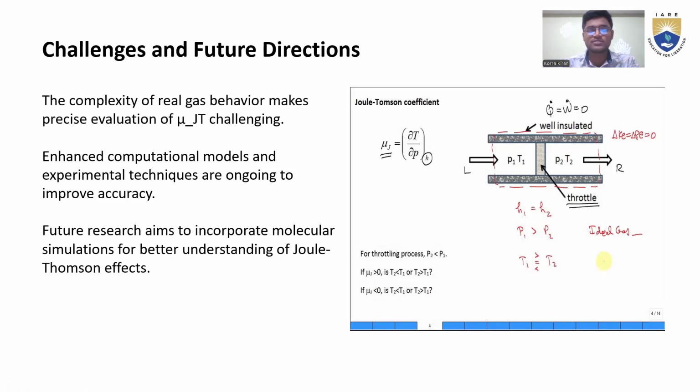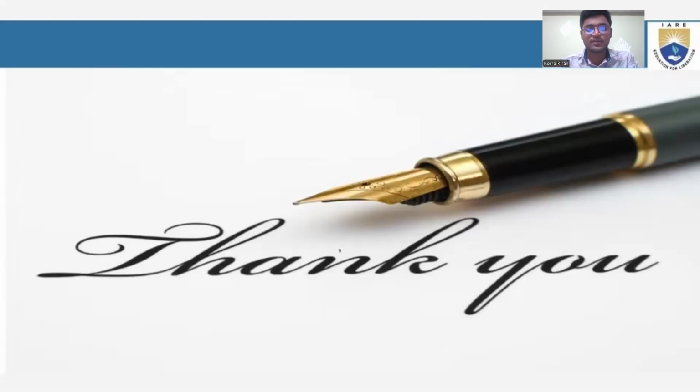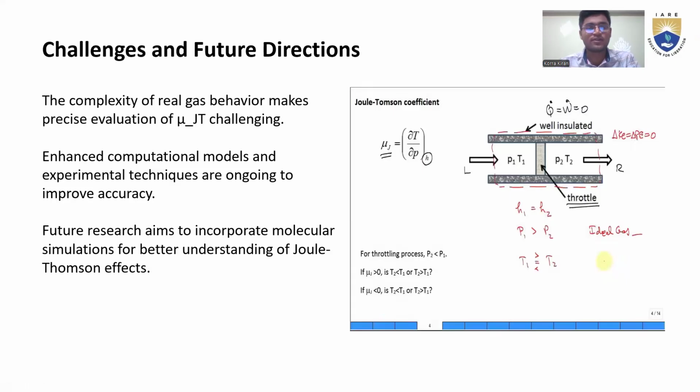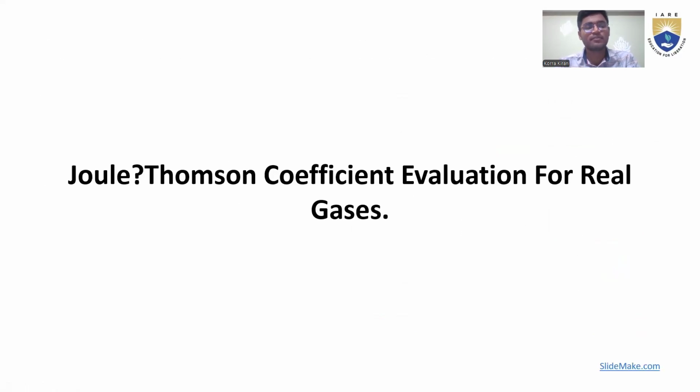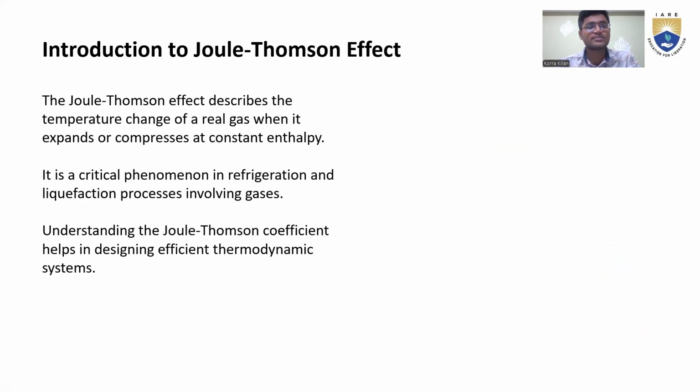This was the things we can observe in this table. And once we recall what we learned in this session, the experiment title is Joule-Thomson coefficient evaluation of real gases. The Joule-Thomson effect is nothing but the change in temperature at constant enthalpy.